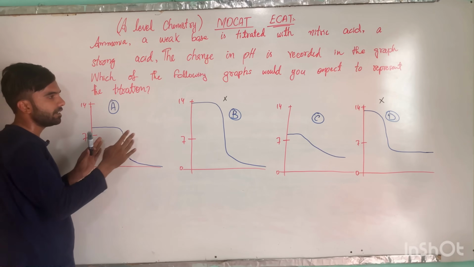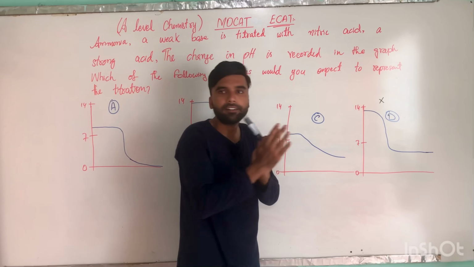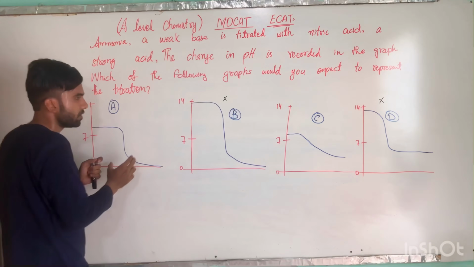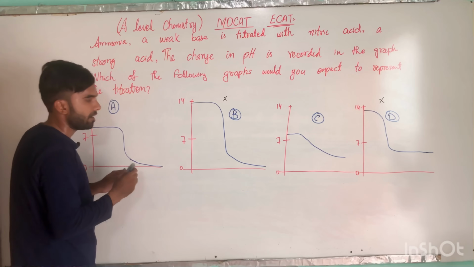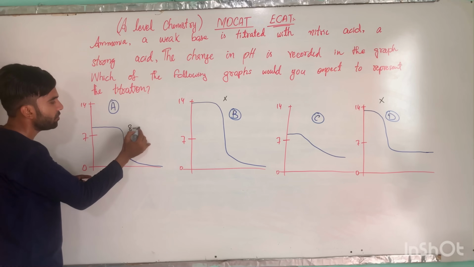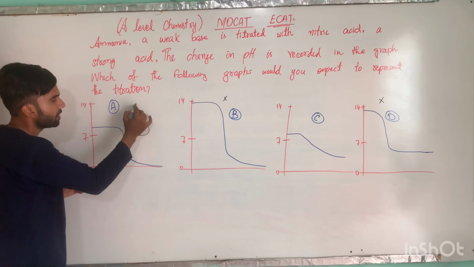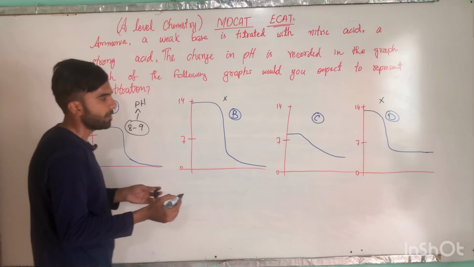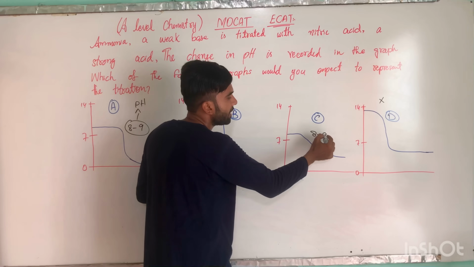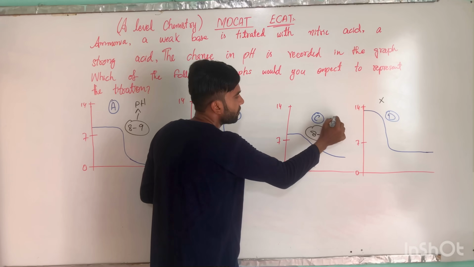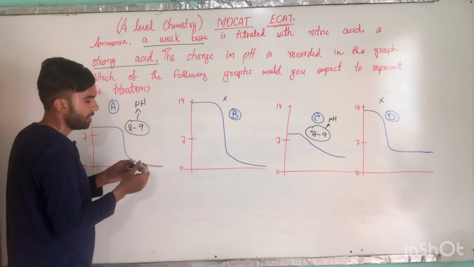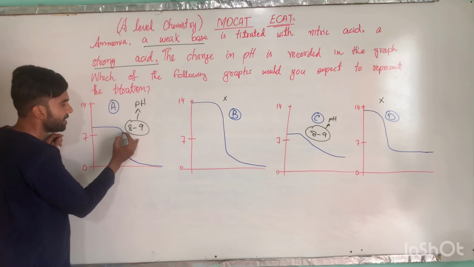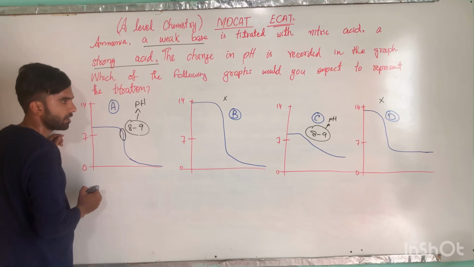When we talk about graph C and graph A, both have the same starting point, approximately pH 8 to 9. But when we talk about a weak base and a strong acid, the equivalence point is about in this direction.